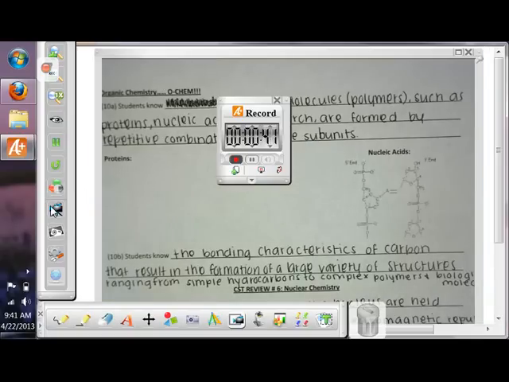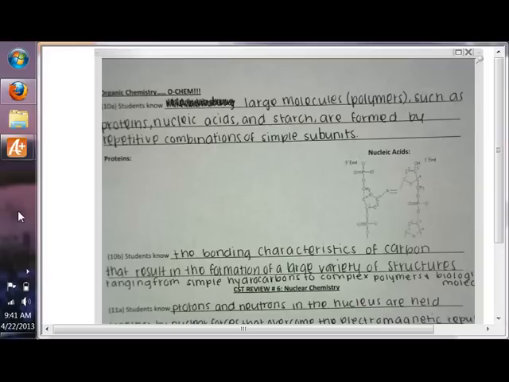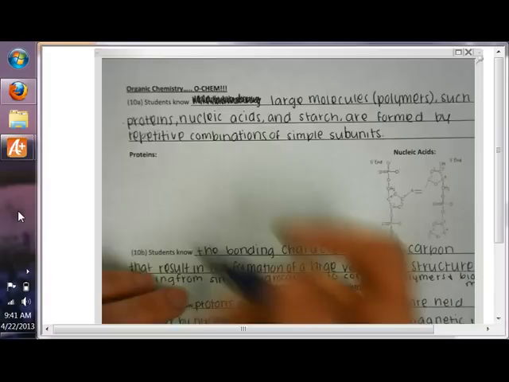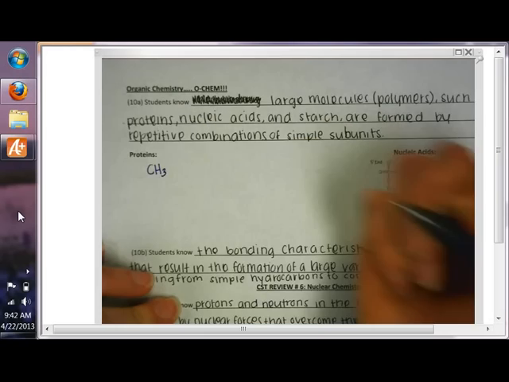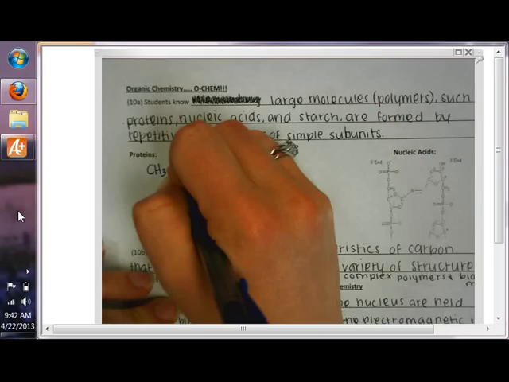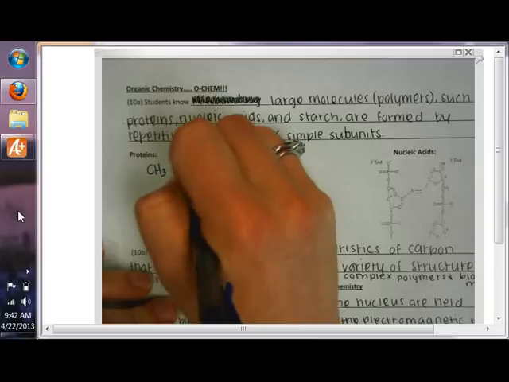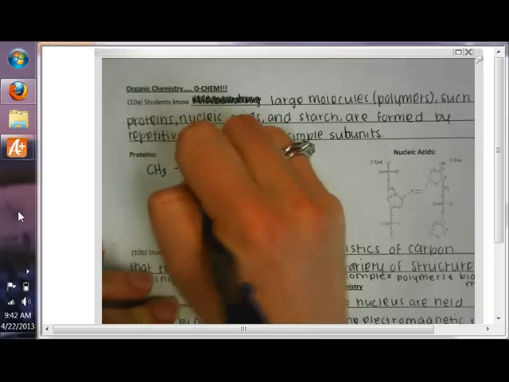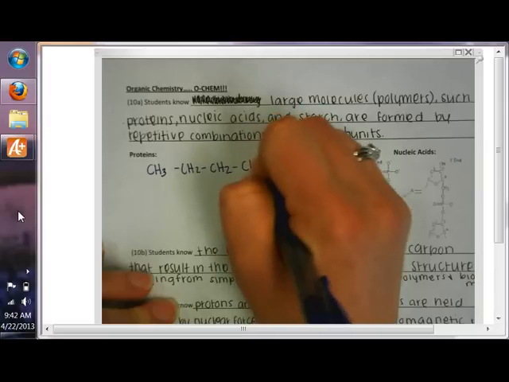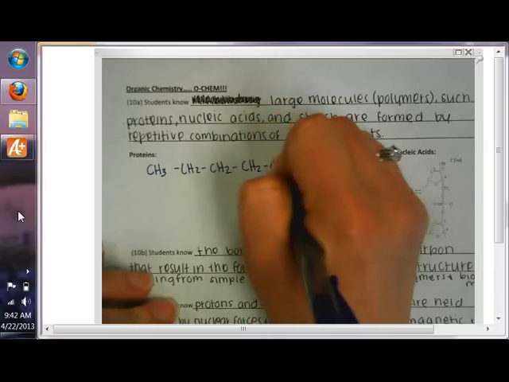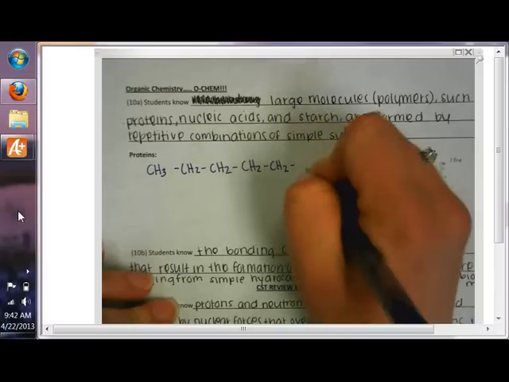And nucleic acids, such things as DNA and RNA. And that's what I have here. Notice it says that they're repetitive combinations of simple subunits. This is a very bad copy. But basically, you have this guy up here, and this is your phosphate. We now know that phosphate is PO4 minus 3. And you might not know this, but this is your sugar.